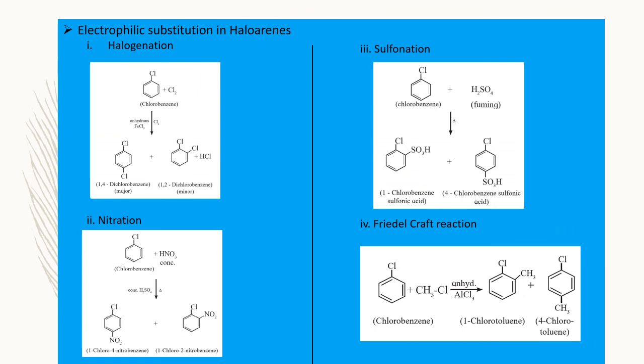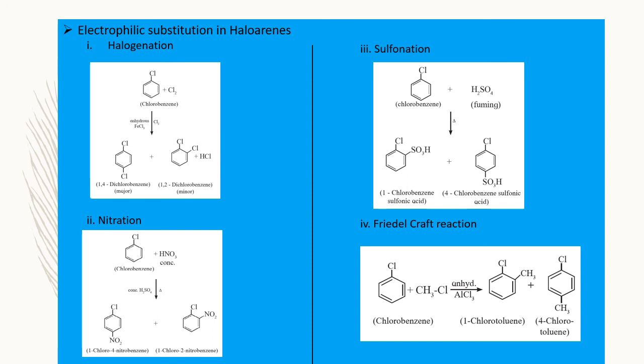Electrophilic substitution in aryl halides. Aryl halides undergo electrophilic substitution reaction slowly as compared to benzene. First one is halogenation. It is carried out by reacting a haloarene with halogen in presence of FeCl3 as a catalyst. Thus, chlorobenzene gives 1,4-dichlorobenzene and 1,2-dichlorobenzene. 1,4-dichlorobenzene is the major product.